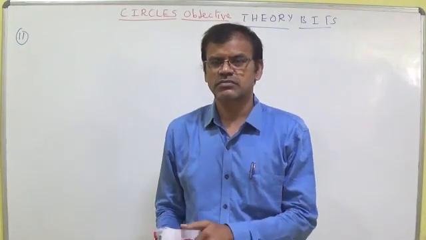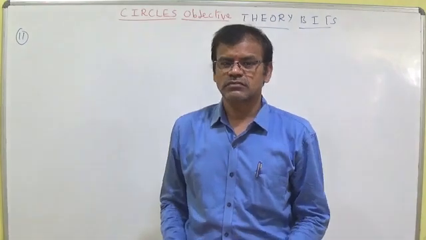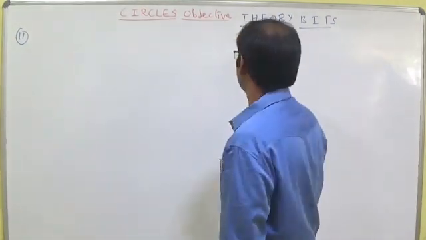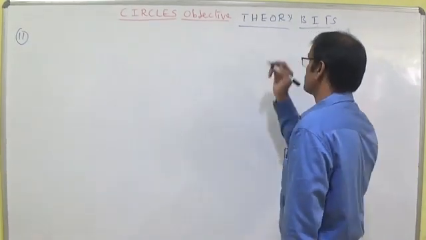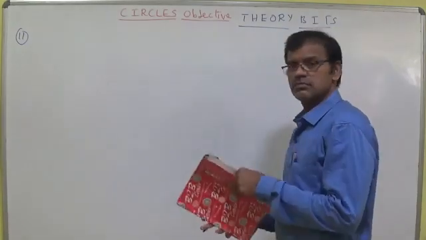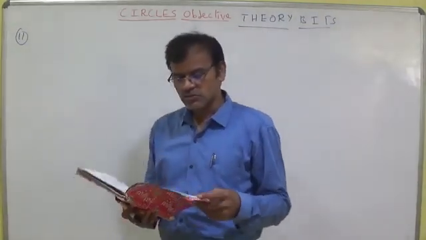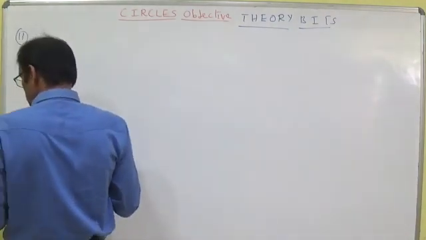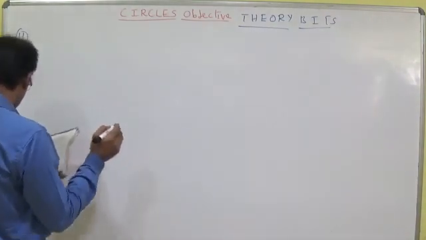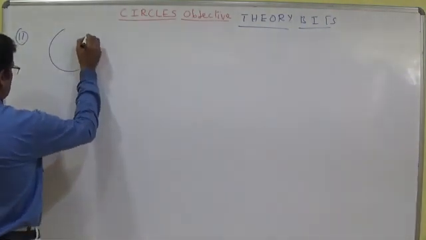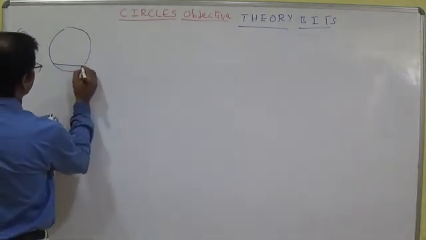Dear students, now we are handling circles objective. Among the objective material, we are going to discuss theory bits. Yesterday, 10 bits we have completed. Now let us discuss the 11th one: the locus of middle points of the chords of a circle subtending angle alpha at the center.